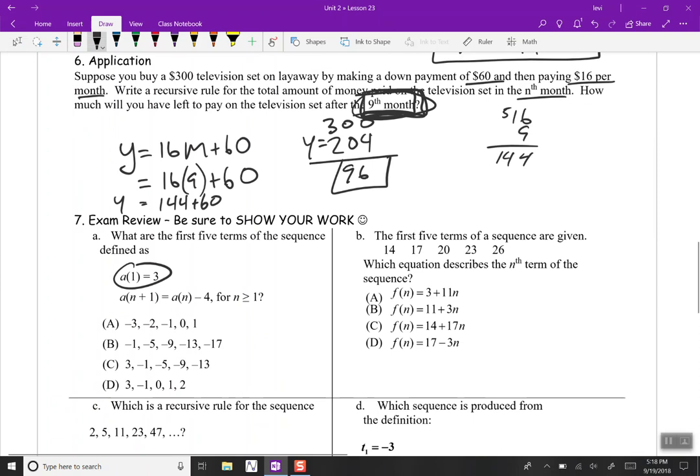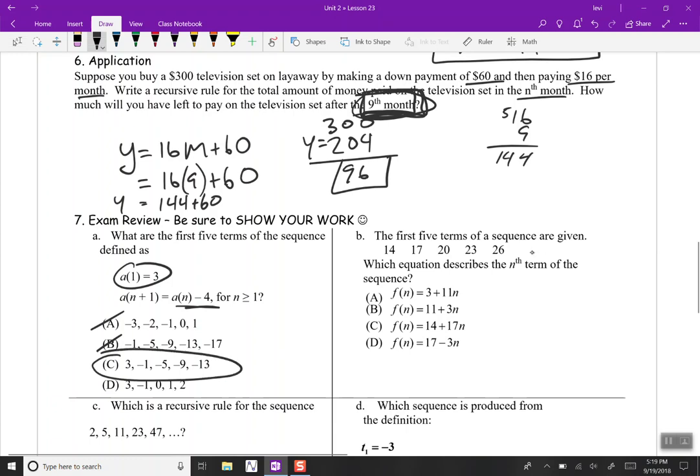So the first term is 3. This would be the next term equals the term you're on minus 4. So the first term is 3, so it can't be this one or that one, because it's saying the first term is 3. And then we need to subtract 4 to get to the next. Our next term equals the term we're on minus 4. So that would be 3 minus 4 would be negative 1, and then negative 1 minus 4 would be negative 5, so it's C.